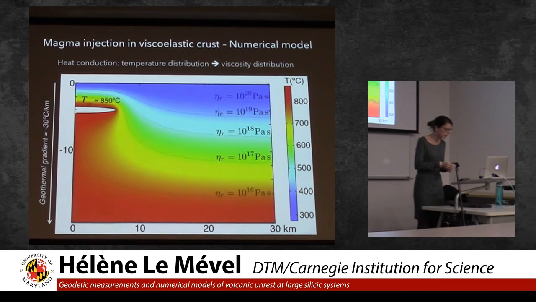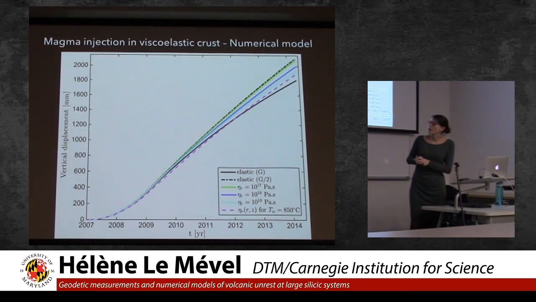In the far field, the boundary is the geothermal gradient, and here the imposed temperature at the magma chamber boundary is 850 degrees. So here's the resulting vertical displacement time series for different cases. I tested a homogeneous crustal viscosity, and as I just showed you, the temperature dependent viscosity.